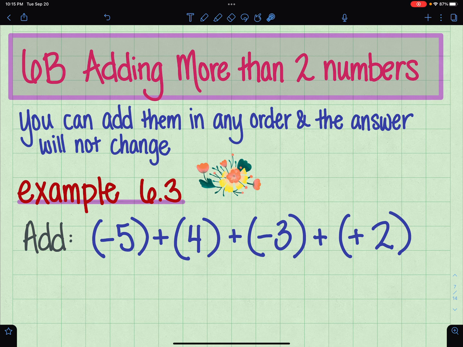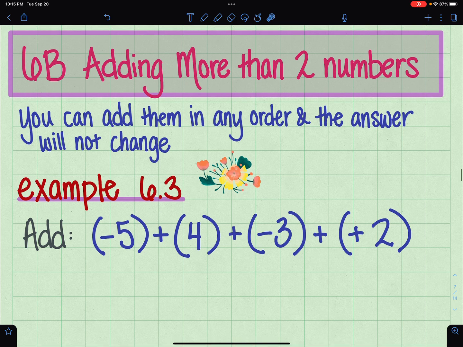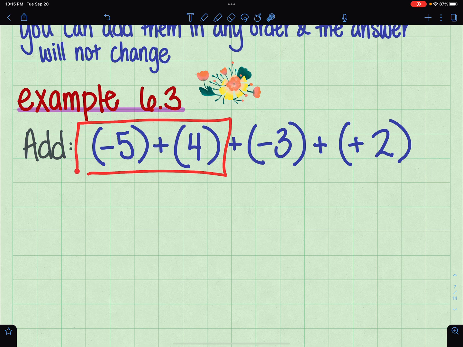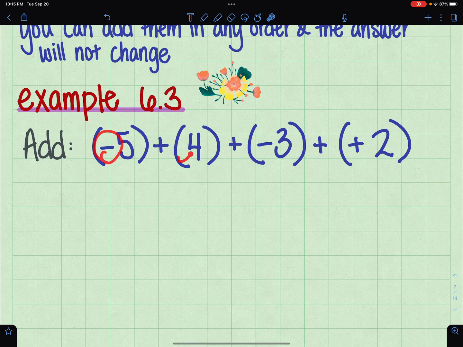So let's just look and see how we do this first one. We're going to do example 6.3. This is starting on the top of page 31. And we are going to add -5, +4, -3, and a +2. So we have all these numbers that we're going to add together. This time, let's add them from left to right. So the first thing is we're going to take 2 numbers at a time. We're always just going to take 2 at a time. We have a -5 and a +4. Now, should we do the rules again? So this is a negative and this is a positive.